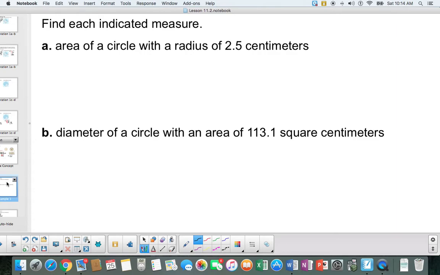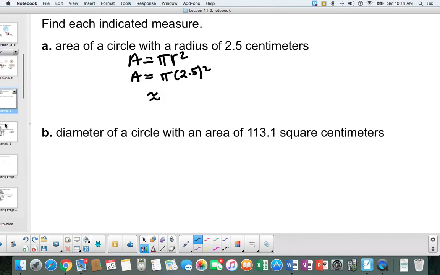All right, let's take a look at utilizing this formula in various problems. Here, it's always good to start off with a formula. Area equals pi r squared, and we're looking for the area, so we're going to put 2.5 in, and then use our calculator to find the decimal version.